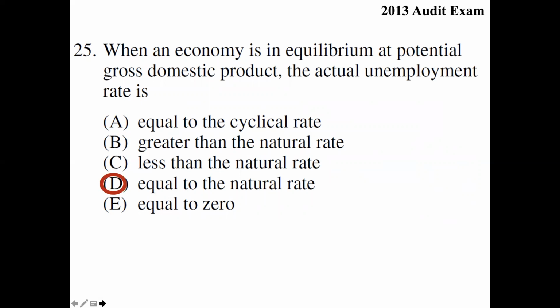The correct answer is D, equal to the natural rate. So if an economy is in equilibrium at its potential gross domestic product, the actual unemployment rate is equal to the natural rate. All right, folks, so that's how the unemployment rate works. Despite those shortcomings, it's a great indicator to help us understand where the economy is at.